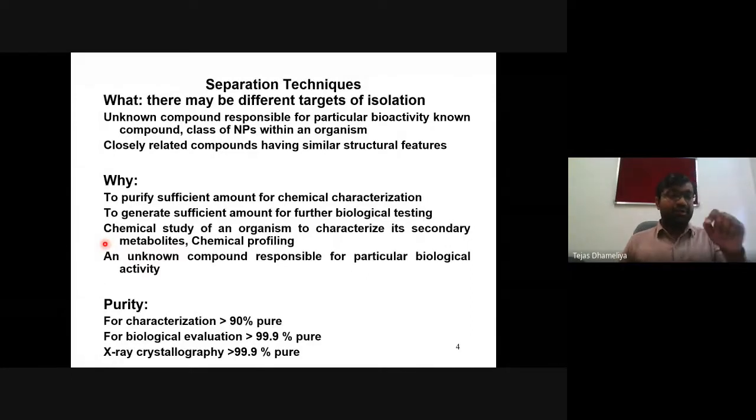Okay, if you refer to the guidelines of the American Chemical Society, any compound which you are synthesizing, whether it is a natural product or a small molecule, should have purity of more than 90%. I mean to say 90% purity should be there.